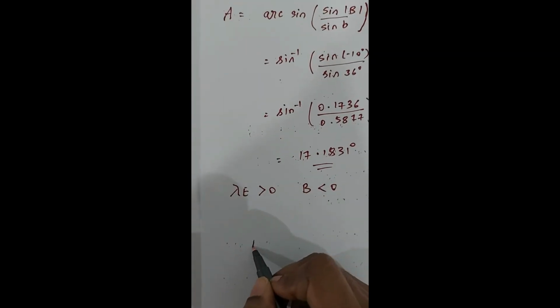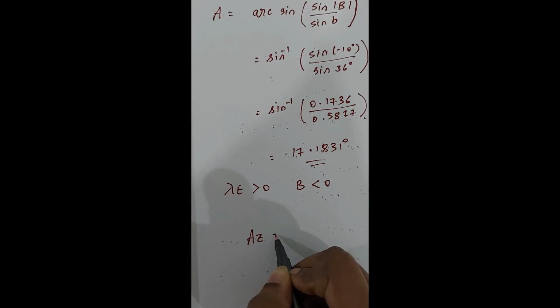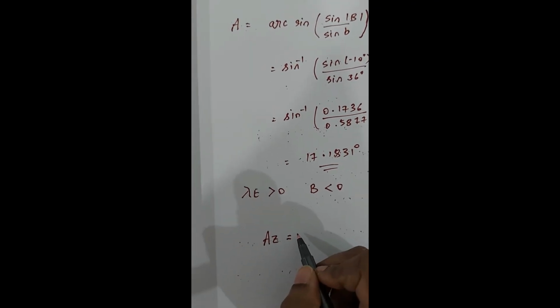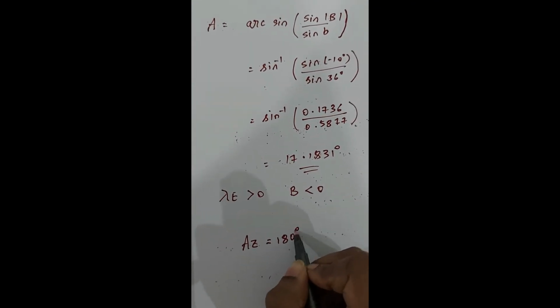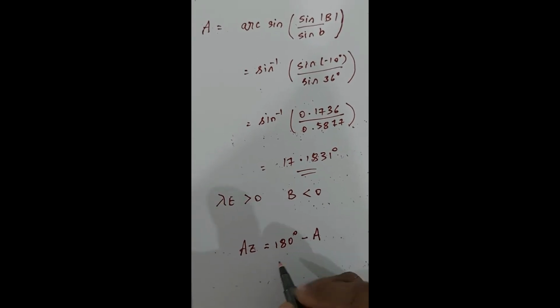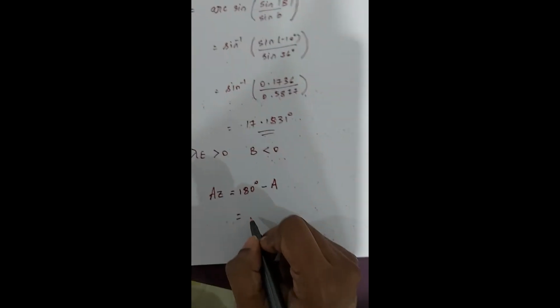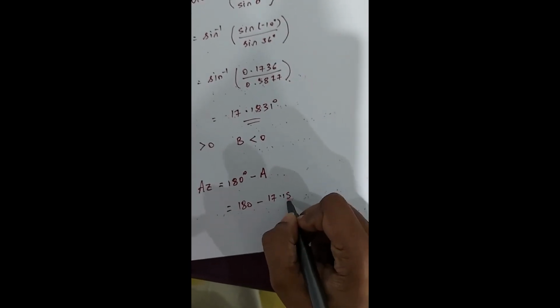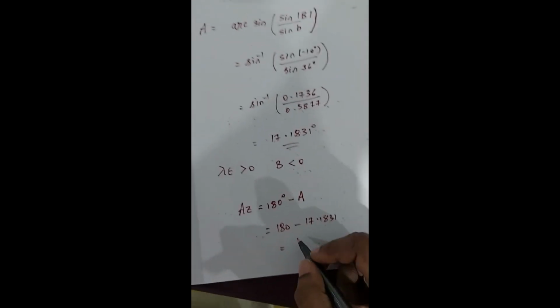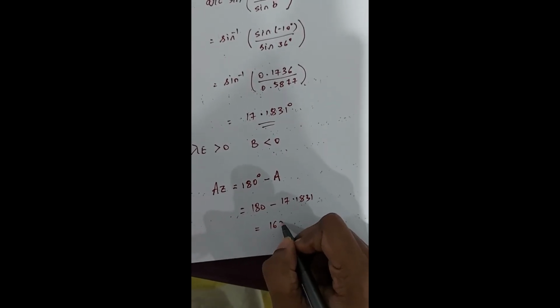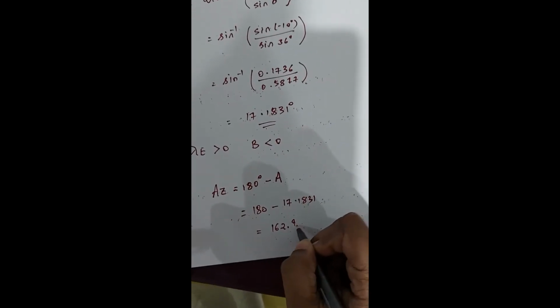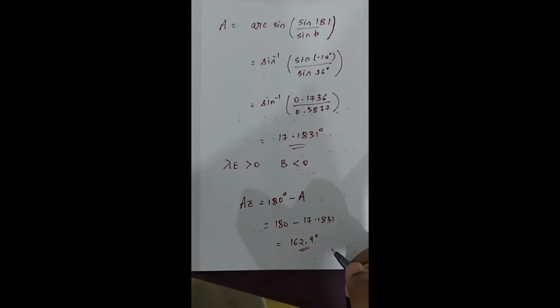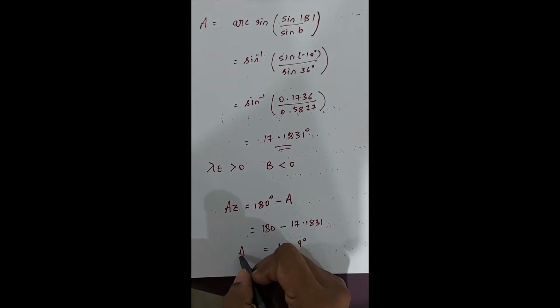So azimuth angle AZ is equal to 180 degree minus A. So that is nothing but 180 minus 17.1831, which is nothing but 162.9 degree. So this is your azimuth angle.